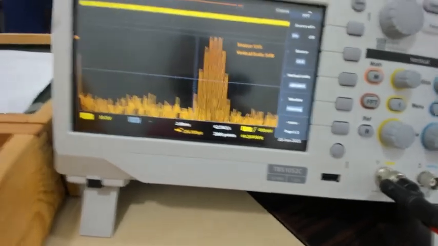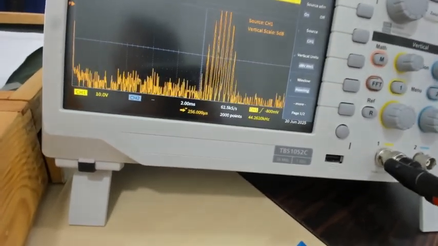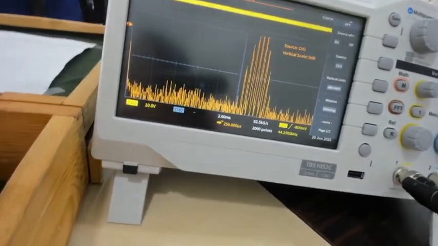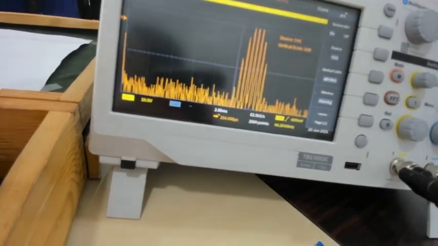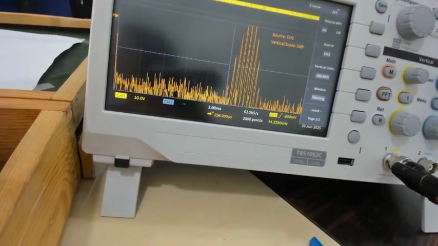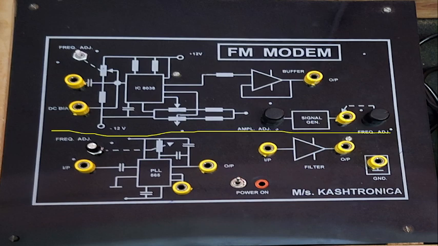So we have seen the frequency modulation signal generation. We have seen the modulation index calculation. We have also seen how to observe the spectrum. So this is the frequency modulation practical we have seen in three parts. I hope every step is clear too.